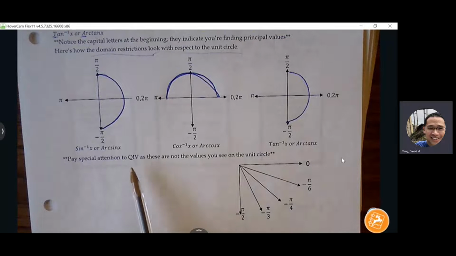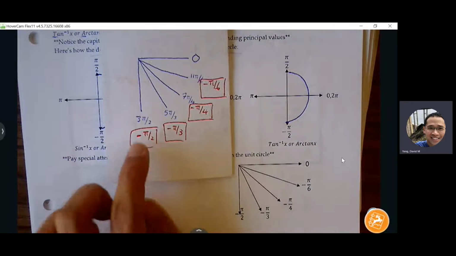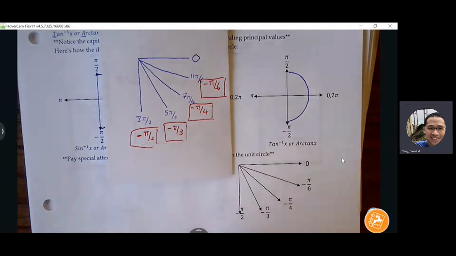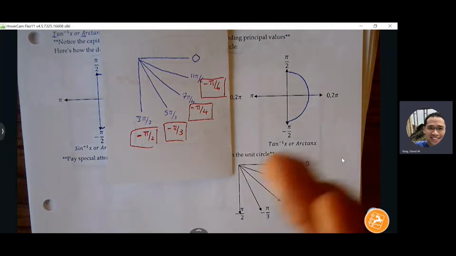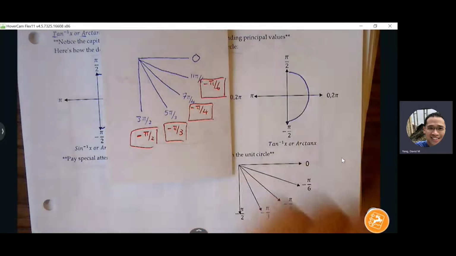Now, quadrant 4, however, we have to be careful with quadrant 4. I know we're typically used to 3 pi over 2, 5 pi over 3, 7 pi over 4, 11 pi over 6. But with principal values, we have to make the adjustment that these are negative values leading into 0, into a continuous point.